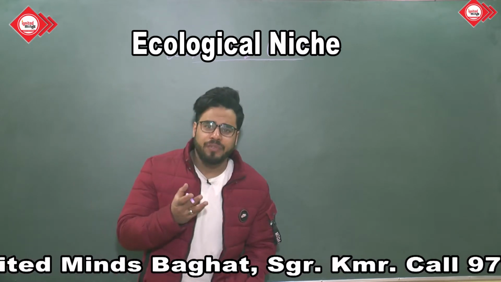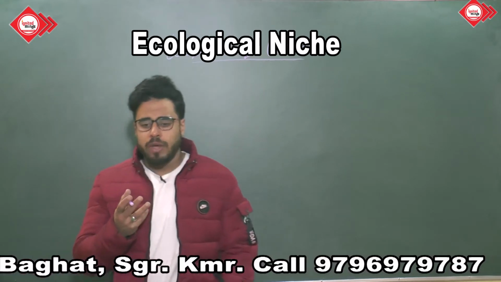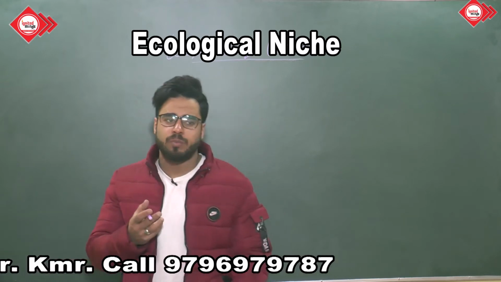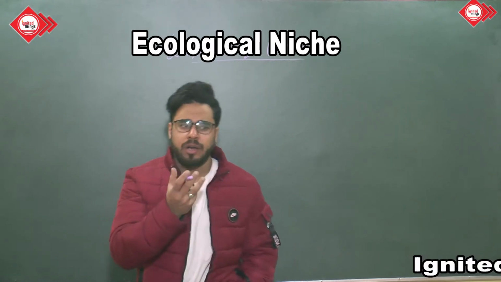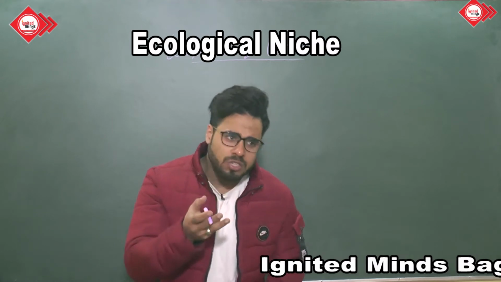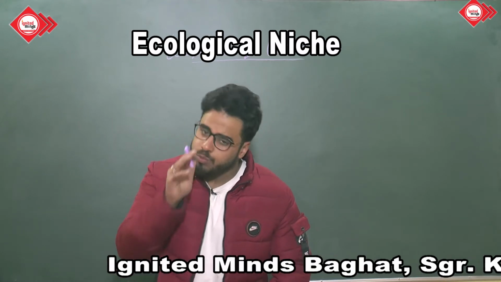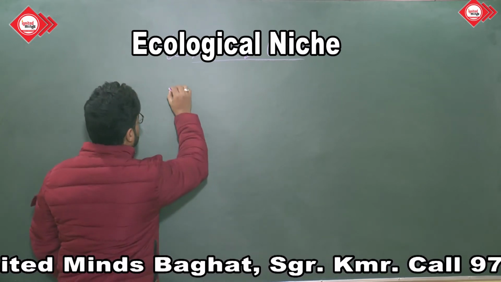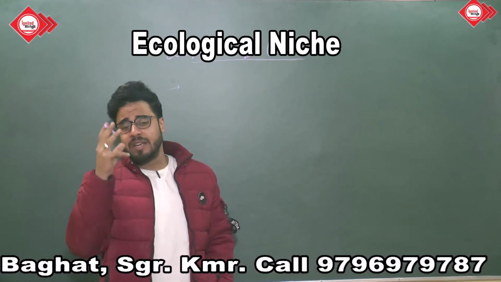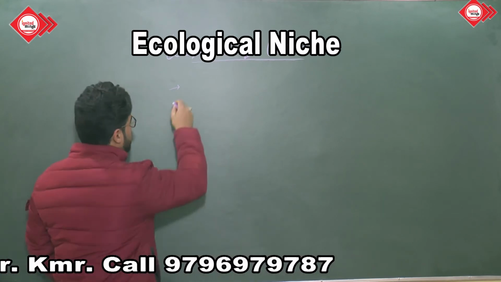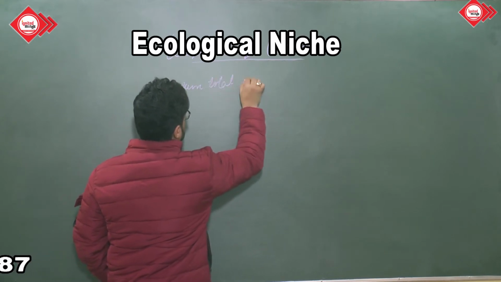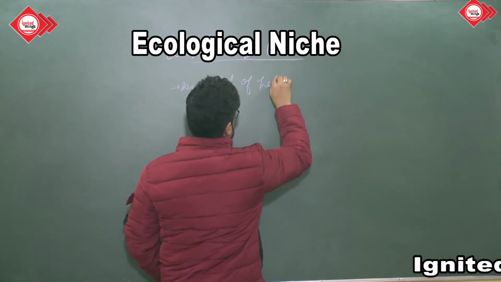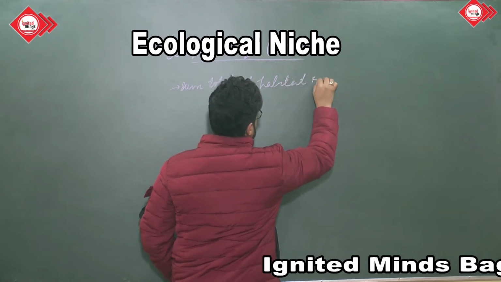It was Joseph Grinnell in 1917 who postulated this concept of ecological niche. He said a niche is basically the sum total of habitat requirements for a species that allows a species to survive and to reproduce. This is the first condition. A niche is basically a sum total of habitat requirements.